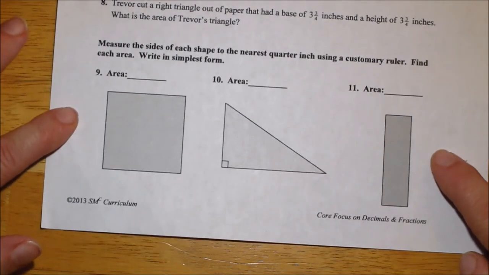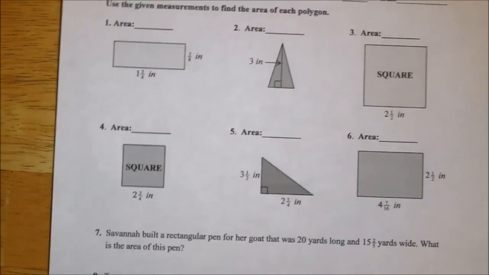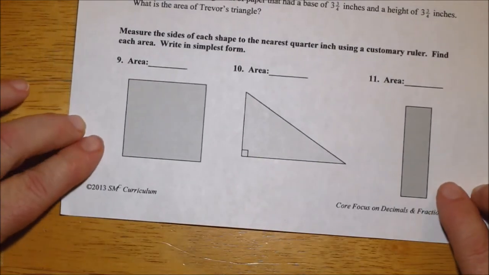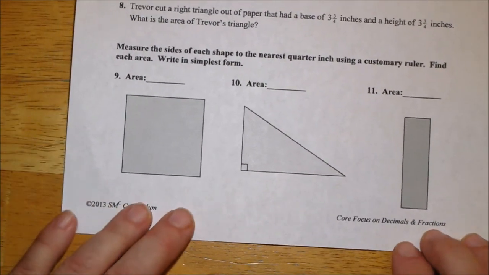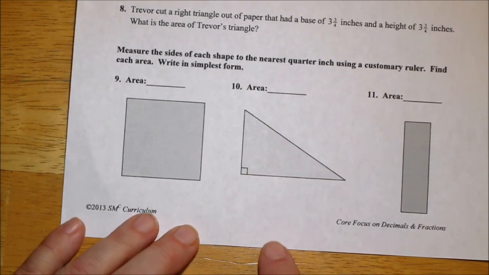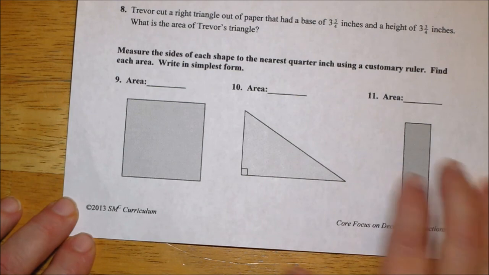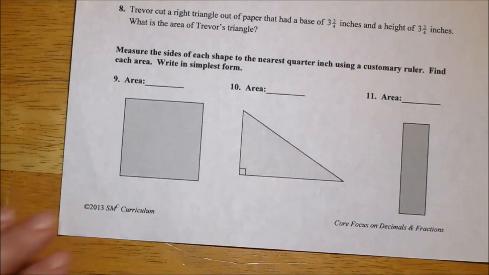Down here, they're going to ask you to measure these shapes and then do what you did at the top of the page where you've got to find the area. But first you have to get your own measurements, and they're not giving them to you. When it says to the nearest 1/4 inch using a customary ruler, don't worry, they all measure out to the nearest 1/4 of an inch, which means the measurements will all be either a whole number or a whole number plus a 1/4, 1/2, 3/4, or to the next inch. But just measure exact and you'll get to the nearest 1/4 inch. There's no rounding they're expecting you to do, so don't worry about that.